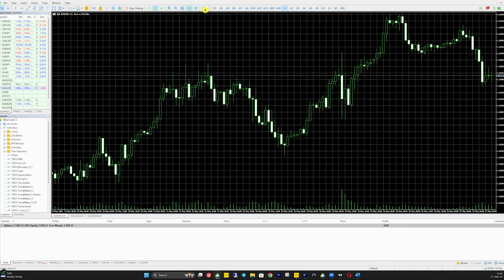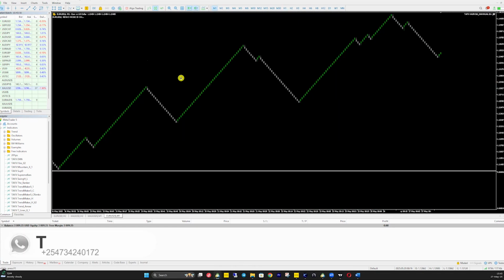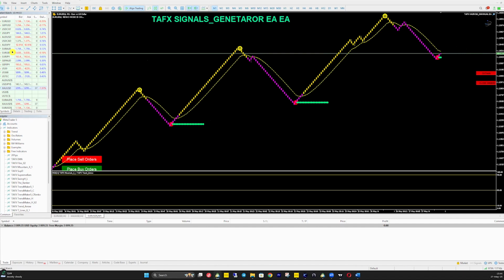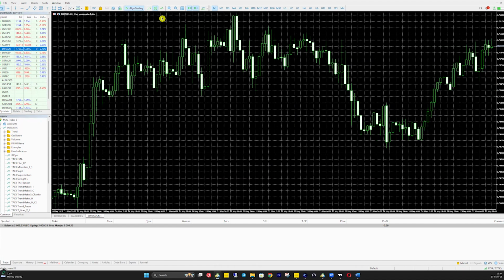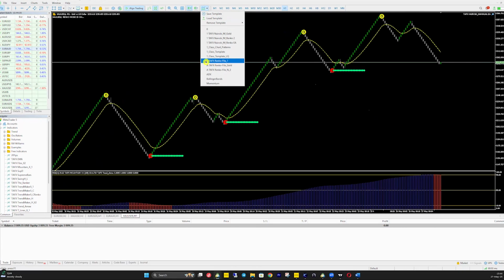So when we come to other pairs, don't forget, this is very simple. You just use a Renko file, as simple as that, then it will bring everything on board. After opening your charts, guys, you only go to this file, the Renko file, if you're using Renko file 1.